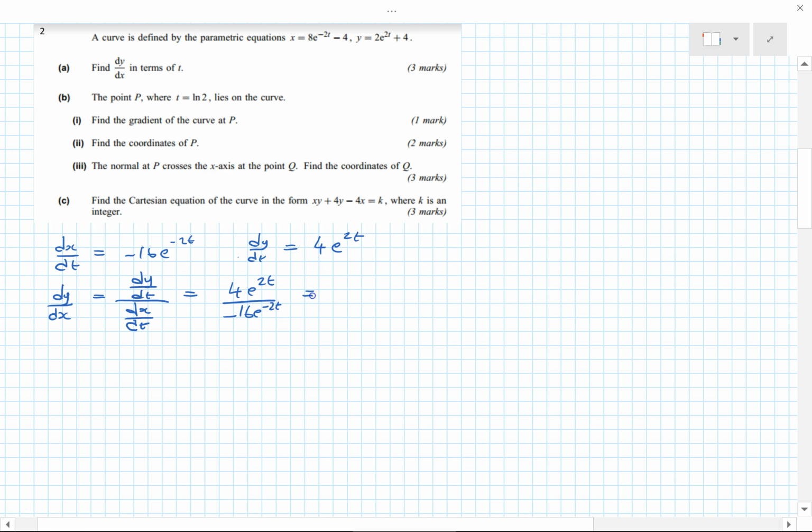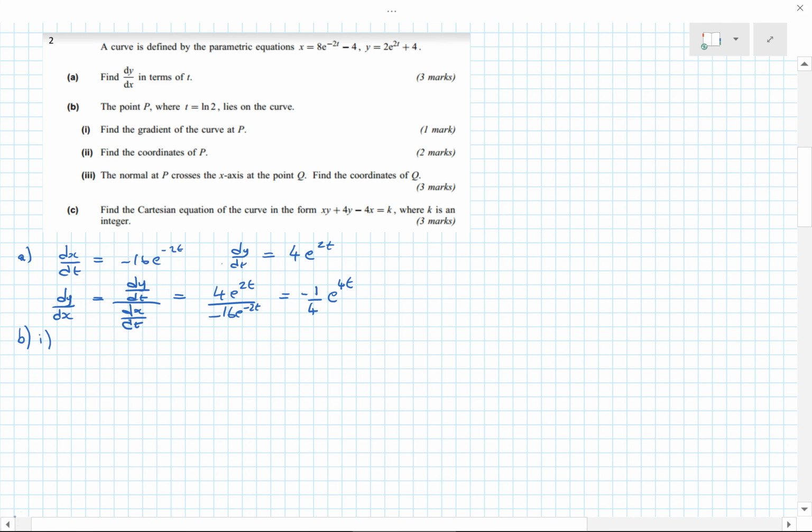This is where a few students did slip up. It's 4 over 16, which is minus 1/4, with the negative with it. And e to the minus 2t on the bottom would be positive on the top. All of the indices make e to the 4t. If I use this, it's going to make it easier in the next bit to get it right. Right, so that's part A done.